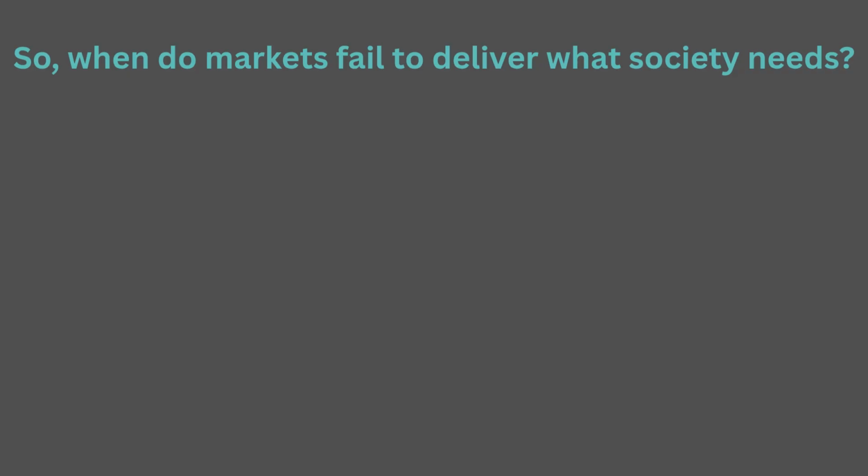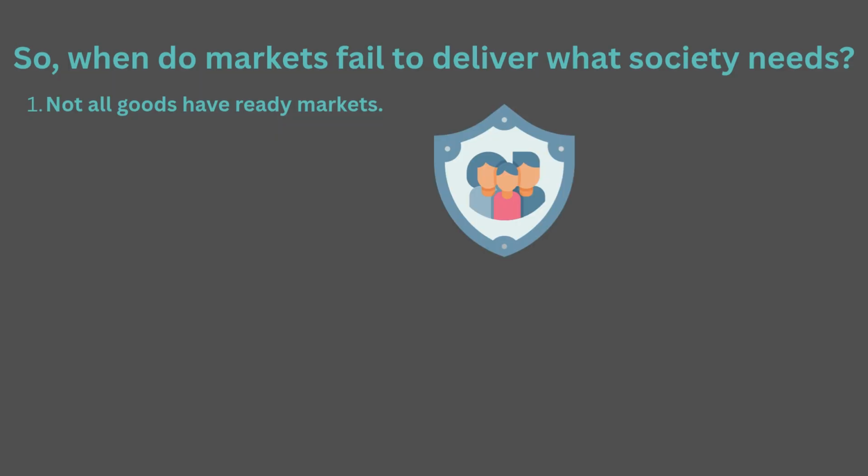So, when do markets fail to deliver what society needs? Economists identify several situations where private markets fall short. Let's walk through these one by one. First, not all goods have ready markets. Take health insurance as an example. Private companies may refuse coverage to individuals with pre-existing conditions. Why? Because only those who expect high medical costs are willing to pay high premiums. This is called adverse selection. The market fails, and government intervention may be necessary.